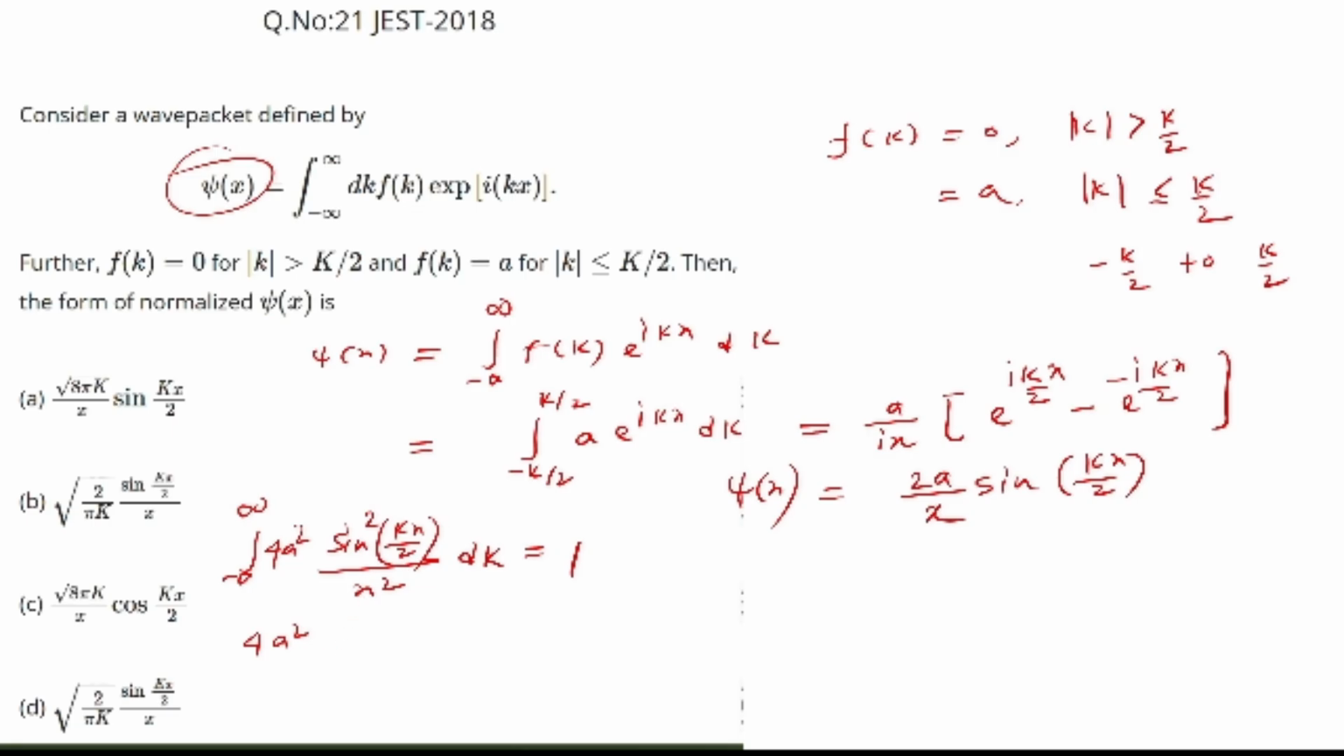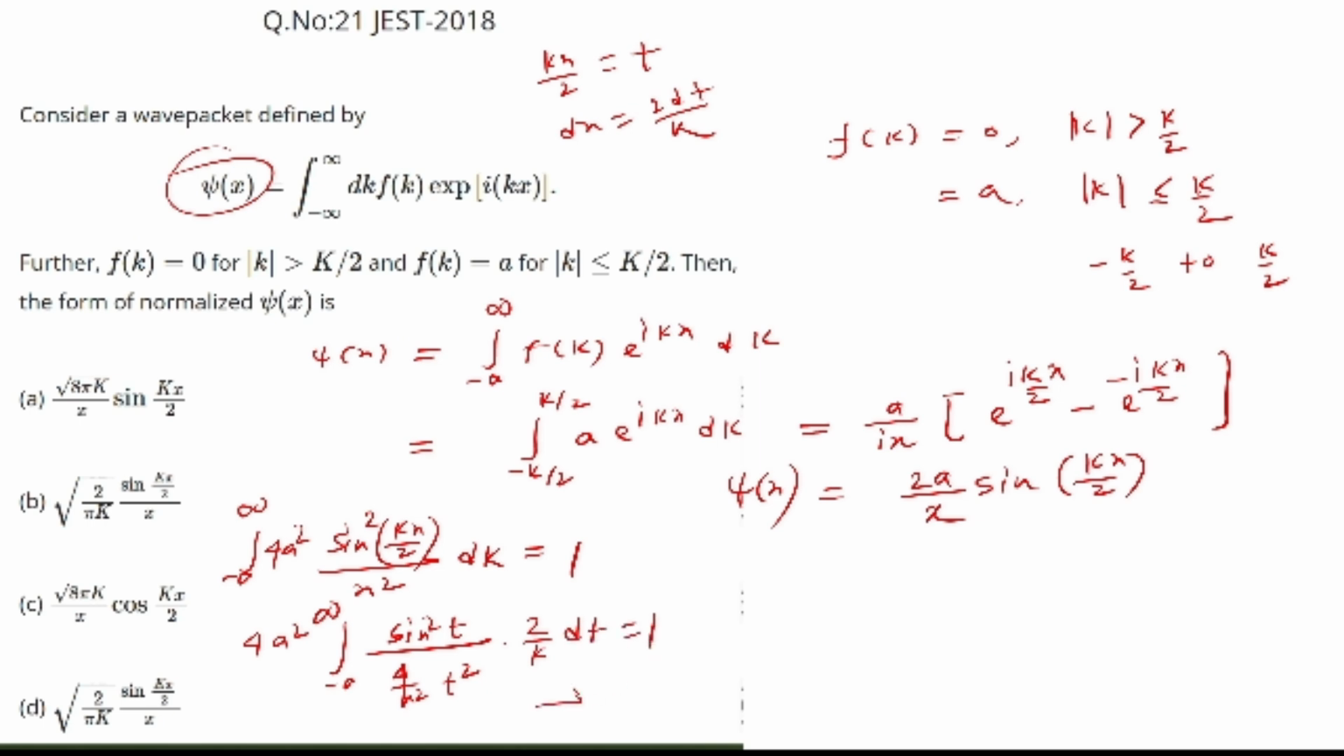Now we can replace kx by 2 as t, so let's take kx by 2 as t, so dx will be dt by k. Now replace it, so the integral from minus infinity to plus infinity of sine squared t divided by x squared is nothing but 2t, so 4 by k squared into t squared, and dk is replaced by 2 by k into dt, equals to 1.